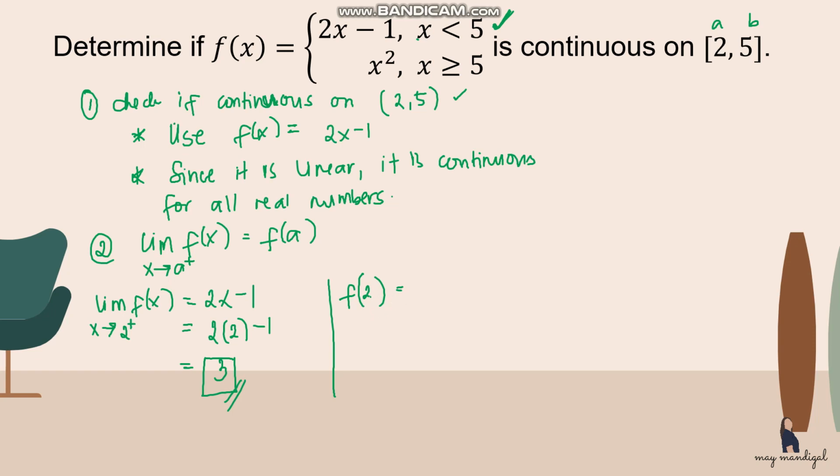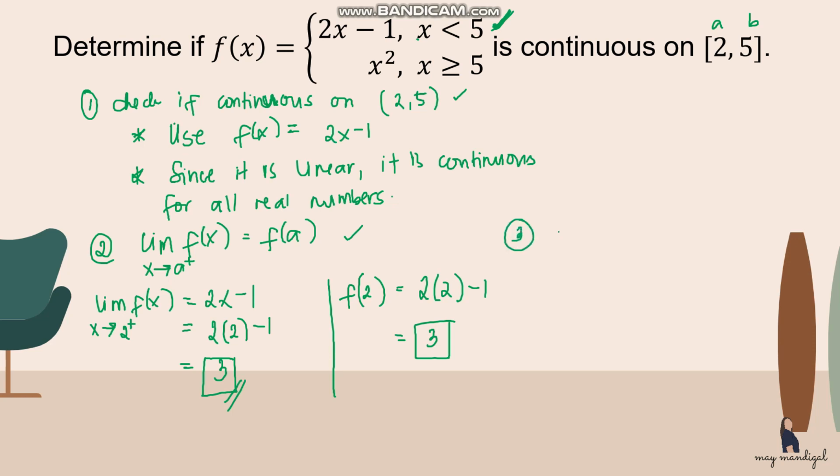Now, if we're going to solve for f of 2, that means we have to evaluate our function at x equals 2. So we'll be using again the first subfunction because our value of x is less than 5. So 2 times 2 minus 1. So we again have 3. So as you can see, the limit of f of x as x approaches a from the right is equal with our f of a. So we're done with the second condition.